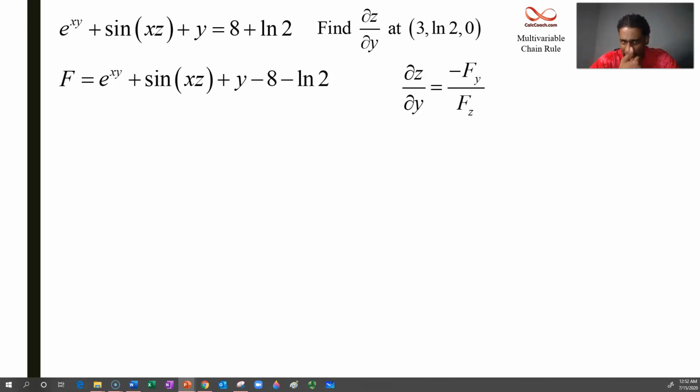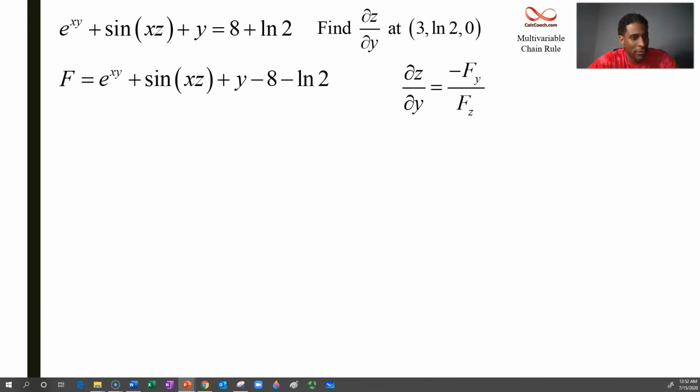We're interested in finding z's partial with respect to y, even though there's no way to write z as a function of x and y, at a particular point when x is 3 and y is log 2 and z is 0. All right, so we take the y partial, we take the z partial, we plug in, we divide. That's all there is to it.